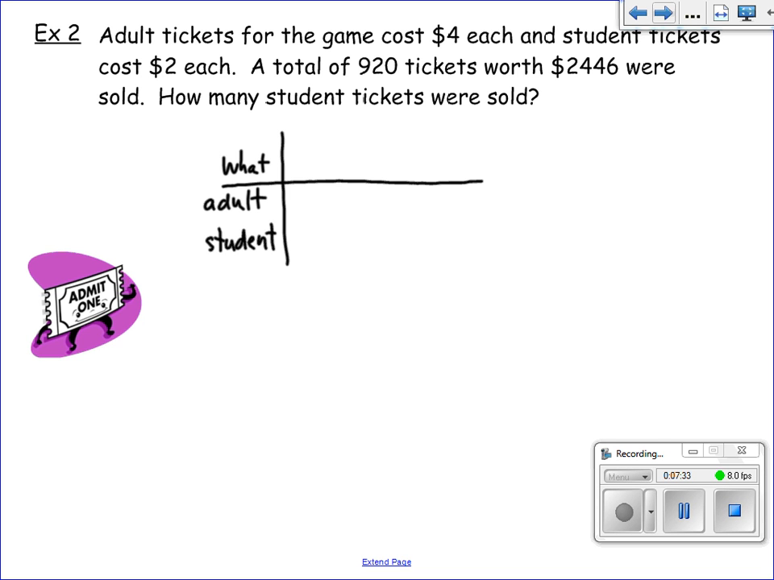All right. The next column after what is going to be, Daryl, how many? We'll come back to filling these columns in a second. After how many, what's the next column going to be, Michael? Cost of each. Cost each, very good. And the final column, what's that gonna be, Vaishu? Total value.